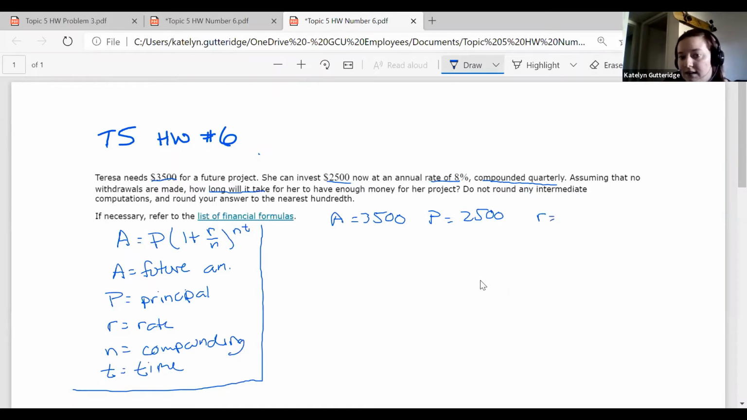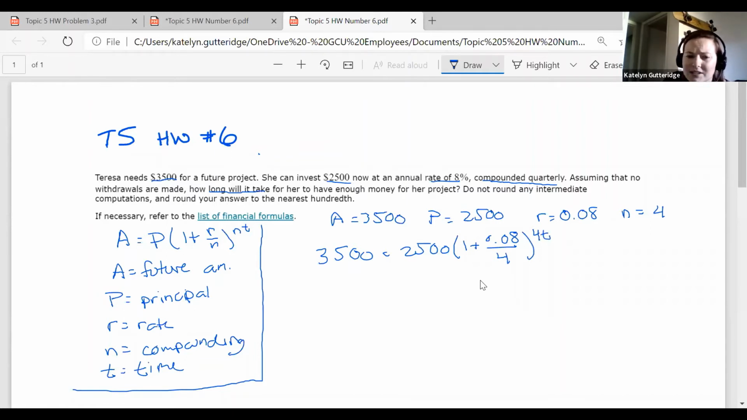Our rate, they tell us, is 8%, and we want to go ahead and write that as a decimal, 0.08. And then our number of compoundings, since this says quarterly, we'll assume that's 4 times a year. Quarterly is 4, monthly is 12. All right, and now let's plug all this into our formula. Let's substitute it in. So we get 3,500 is equal to 2,500 times 1 plus that rate over our n, raised to the n times t. So the 4 times that t.